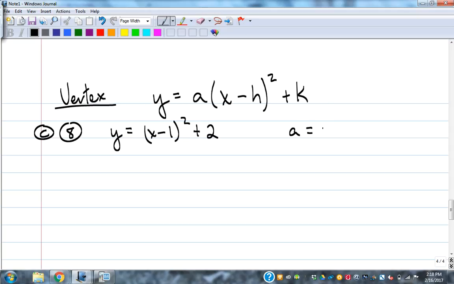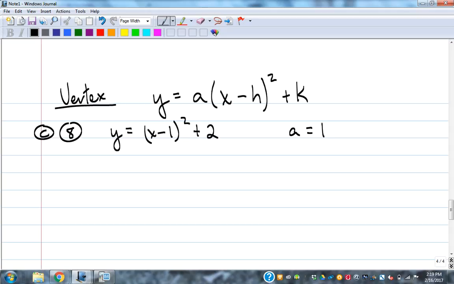What's A? What's in front of the parentheses? 1. There's nothing there, so it's an understood 1 in front of there. So A is a positive 1. What do we know about how this thing opens because A is a positive number? Which way is it open? Up. It opens like this. Okay? We know that's what's happening.